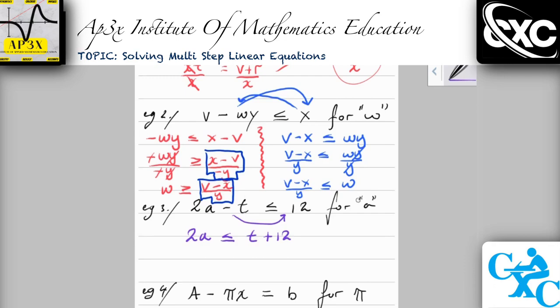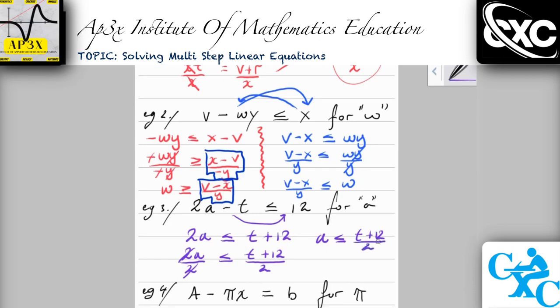Remember that we're looking for a, so we're going to split the product between the 2 and the a. So we're going to go ahead here and say 2a divided by 2, and that's going to be less than or equal to t plus 12 over 2. All right, now we can cancel here, and then we end up with a is less than or equal to, guess what happens? t plus 12 over 2.